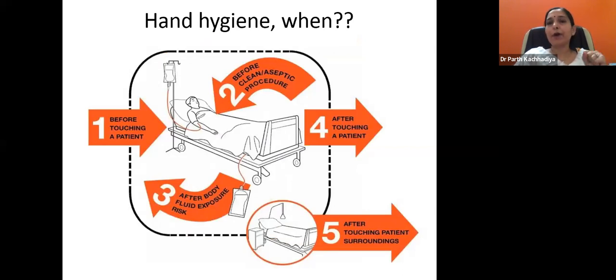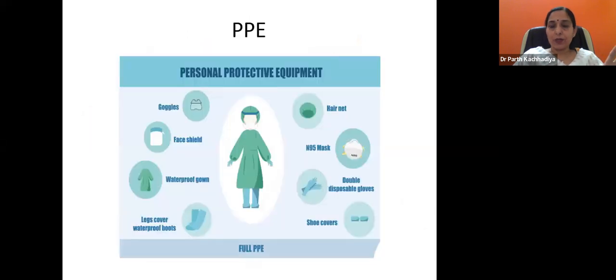So again, here there are 5 points. That is, before touching the patient, before clean or aseptic procedure, after body fluid exposure, after touching a patient, after touching patient surroundings. So these 5 points are most important when we are going to do the hand hygiene.